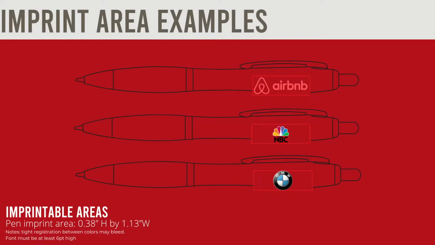Same thing with pens here. The Airbnb maxes out the imprint area on the pen really, really well. But with the NBC and the BMW logos, even though you've got all of that extra space there, there's not much you could do. However, you could conceivably take the NBC logo, right, and move the peacock over to the left and the NBC over to the right, and then you're able to maximize the space. The BMW, a bit more of a challenge.